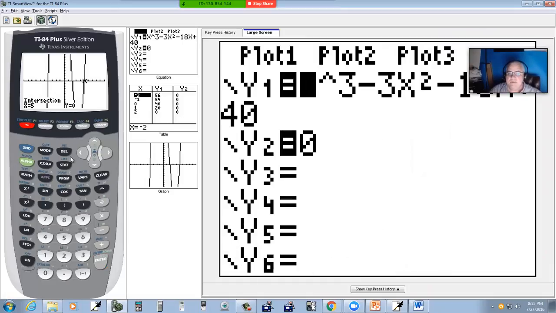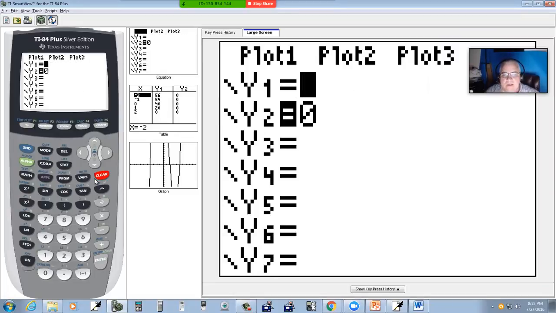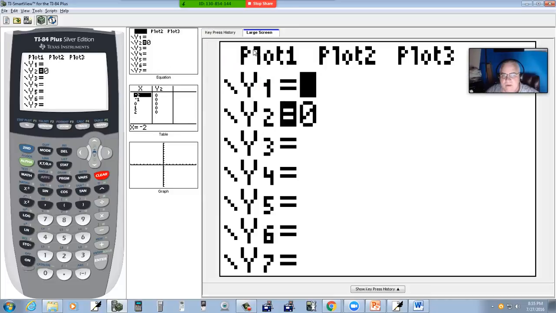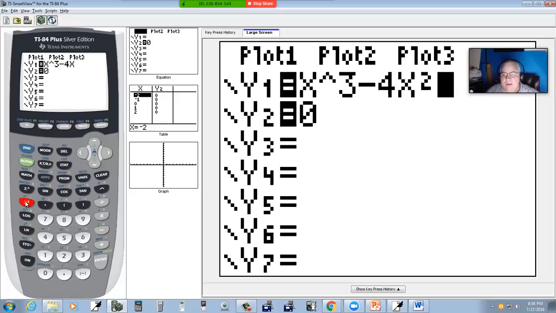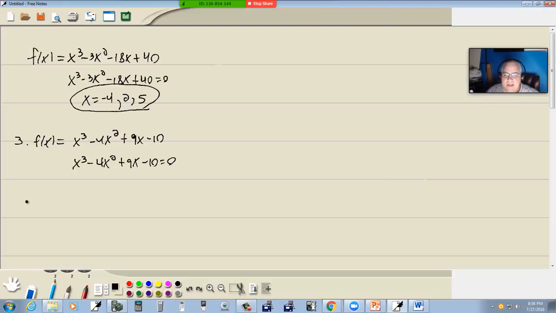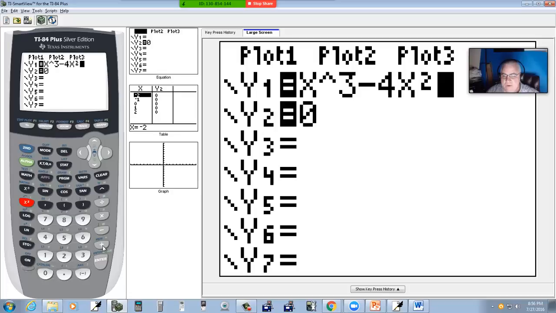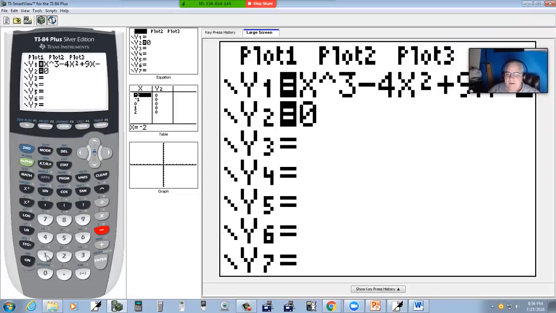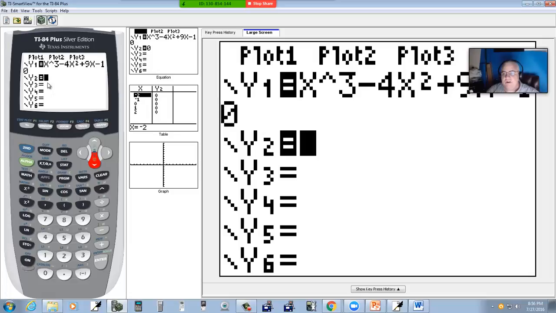Okay, so I'm going to go to my y equals, and I'll put in, actually I guess I can leave that up there. So we've got x caret 3 minus 4x squared. If you've got one of the newer calculators, the newer TI-84s, after you do the 3, you have to do a right arrow key to get out of the exponent mode. Plus 9x minus 10. And you should already still have 0 in y2. That doesn't hurt anything, leave it there from now on.